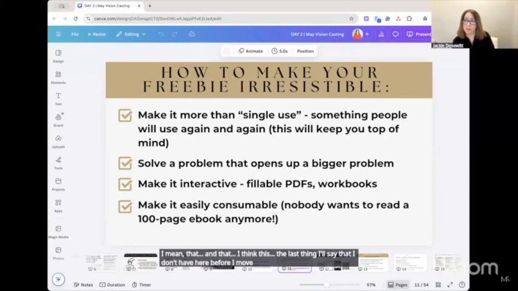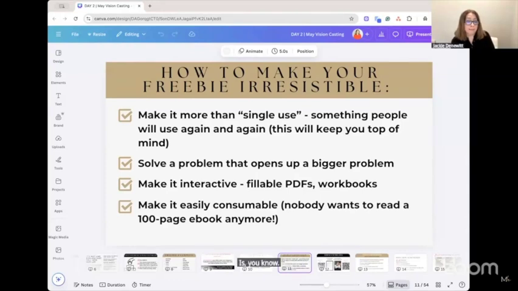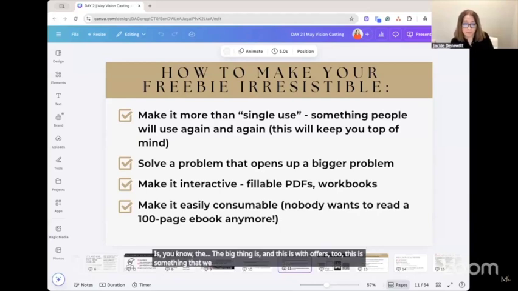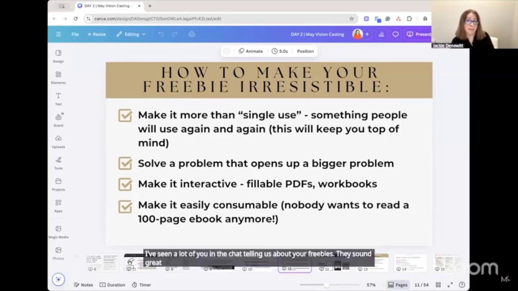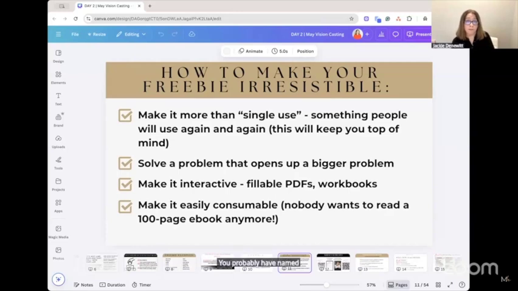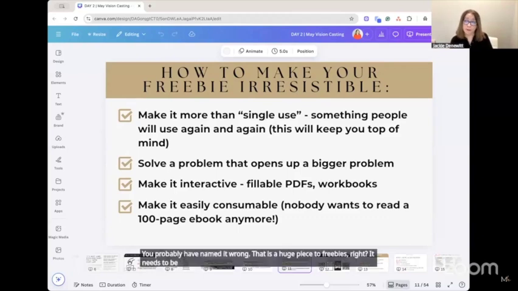I think the last thing I'll say, before I move into giving you guys your templates, is that the big thing, and this is with offers too, is something we really go into and build, grow, scale. Many of you are probably sitting on a really great freebie. I've seen a lot of you in the chat telling us about your freebies. They sound great. You probably have named it wrong. That is a huge piece to freebies, right? It needs to be just like your offer.